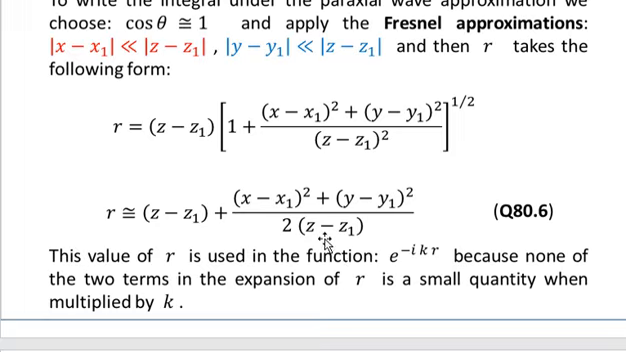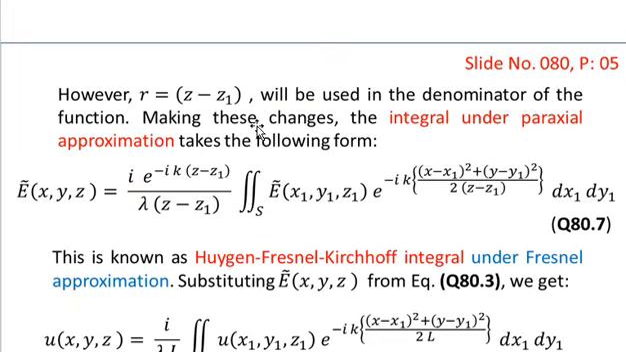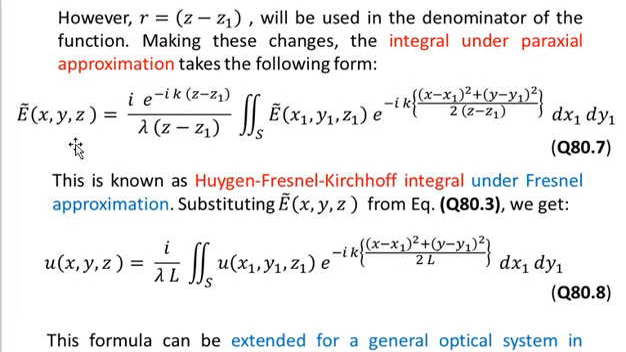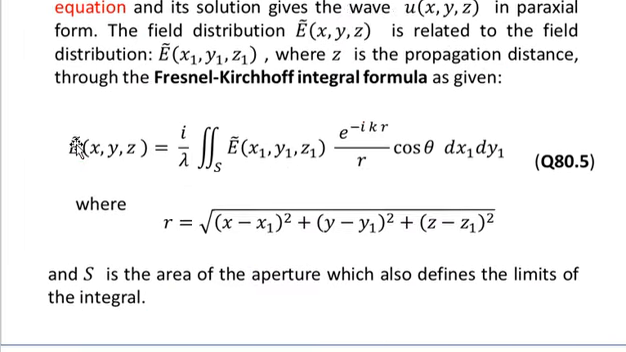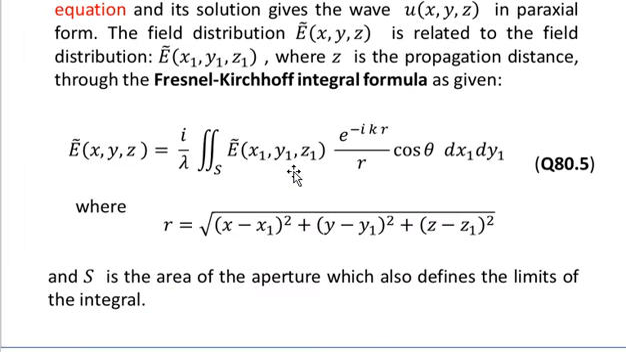But you see that in the term e to the power iota kr, we are using only the first two terms of the expansion as given in equation number 6. However, r is equal to z minus z1 will be used in the denominator of the function. Making these changes, the integral under Paraxial approximation takes the following form. So you see that we are now writing this integral as we have shown under the Paraxial approximation and also under the Fresnel approximations.